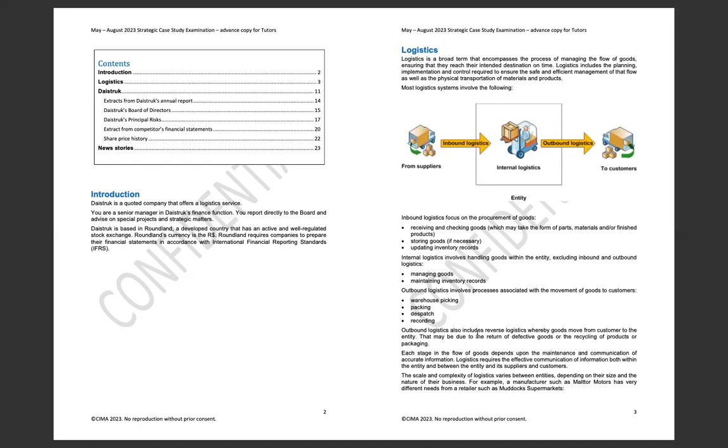Outbound logistics also includes reverse logistics, whereby goods move from customer to the entity. That may be due to return of defective goods or the recycling of goods. So we want to reduce defective goods, right? And in order to do that, we need proper inspection to be done, right? We can actually use machines that can detect if there are any defects, right? And when we deliver to the customer, we also do the same.